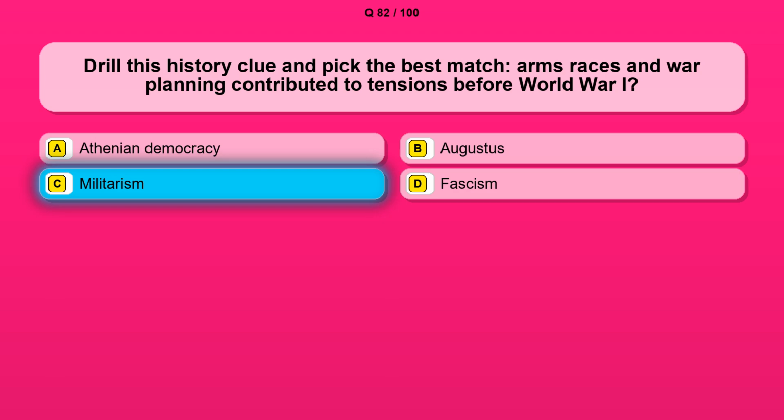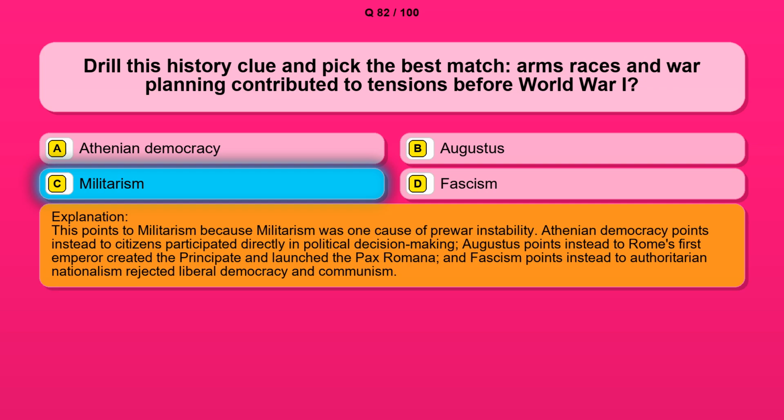The correct answer is option C, militarism. This points to militarism because militarism was one cause of pre-war instability. Athenian democracy points instead to citizens participated directly in political decision-making. Augustus points instead to Rome's first emperor created the Principate and launched the Pax Romana. And fascism points instead to authoritarian nationalism rejected liberal democracy and communism.